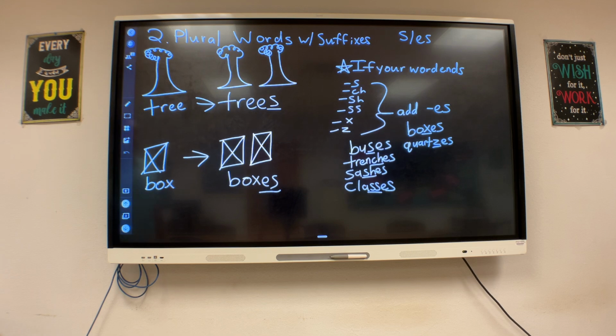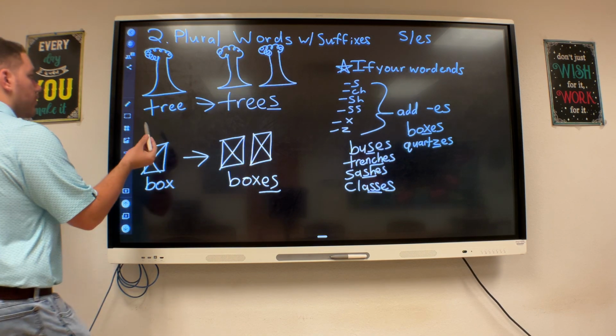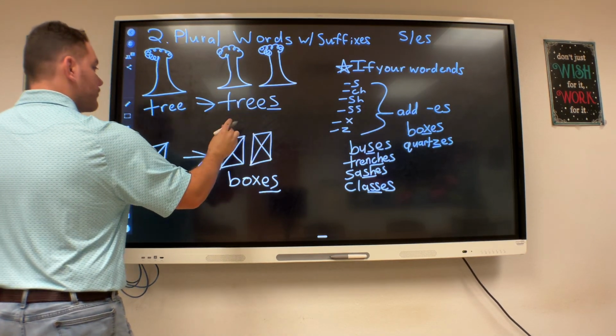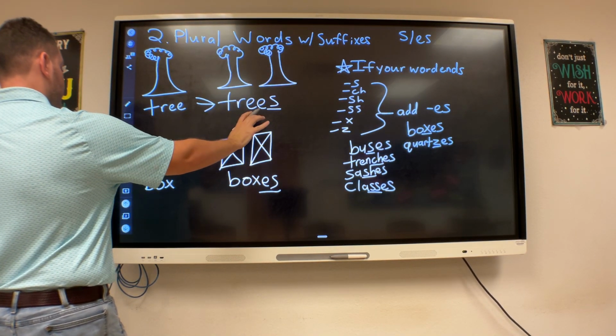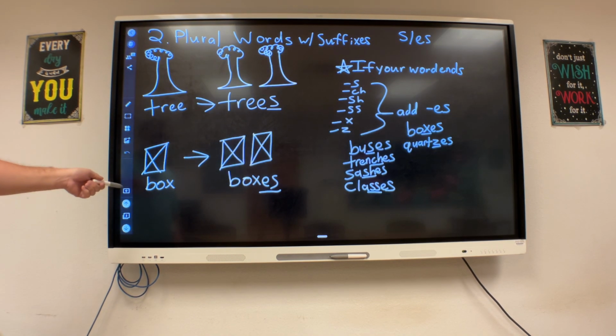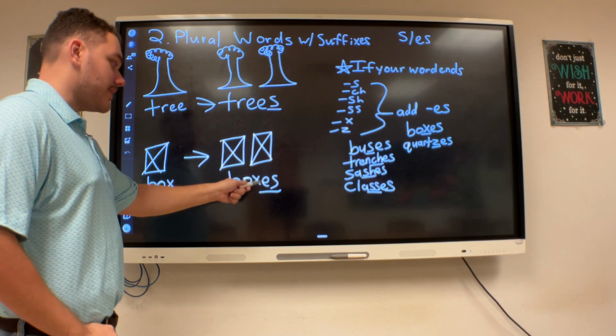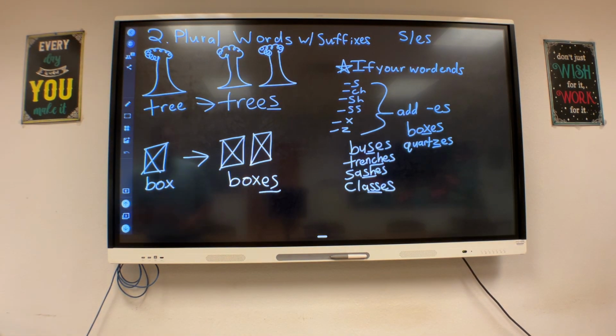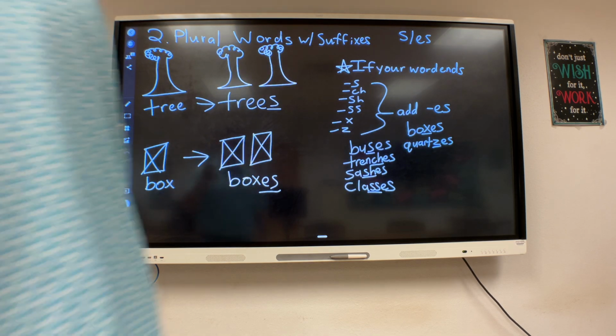And so number two, we have plural words with suffixes. So this is kind of the S versus ES. Sometimes it's different. For tree, we just have a tree, but then for plural, multiple trees, we just add an S to it. It just stays the same. But if you have something like a box, you have one box, but for the plural you would add an E. It becomes boxes. So what's the difference? What changes between box and tree?